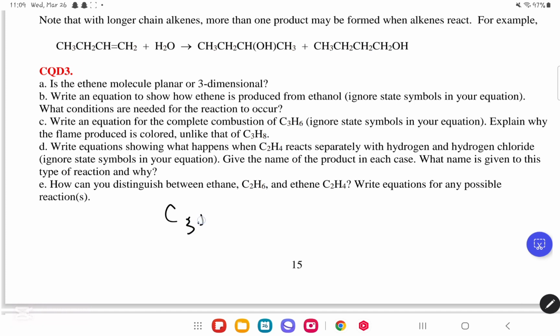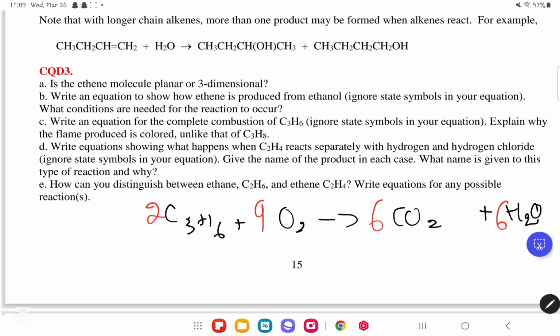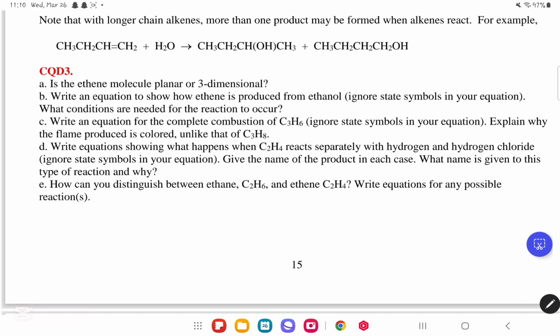So C3H6 plus oxygen will give us carbon dioxide plus water. So if we want to balance it, we're going to put a 6 over here, a 6 over here, a 9 over here, and a 2 over here. Now, why is the flame colored unlike the C3H8? This is due to carbon. The carbon will cause a smoky color in the flame. So that is pretty much it for part C. Now we move on to part D.